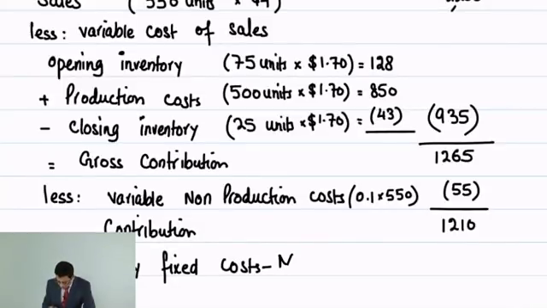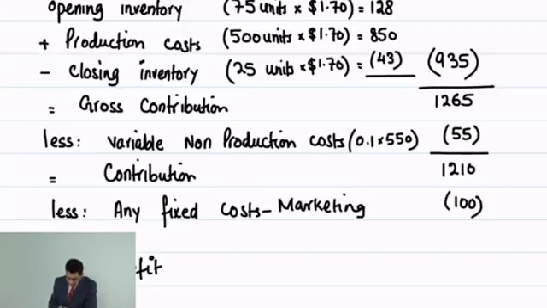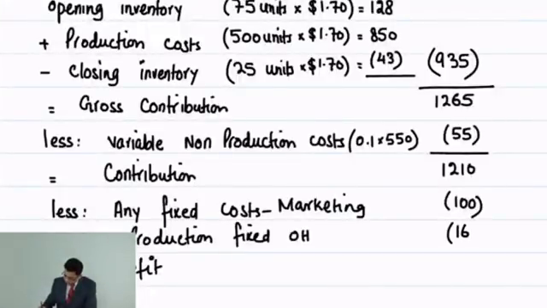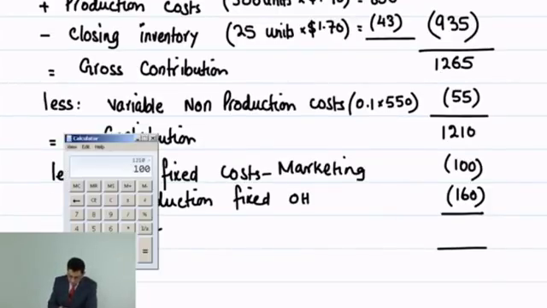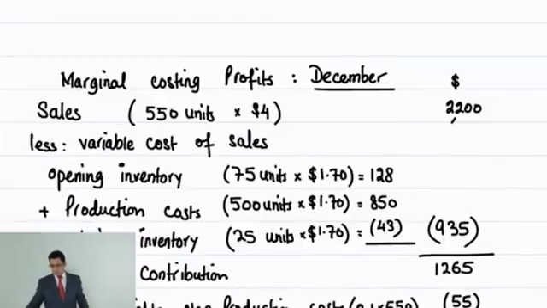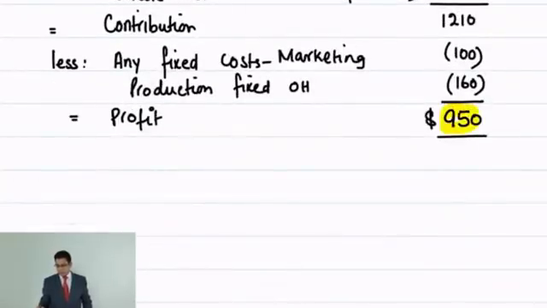Now we are looking at the fixed costs. The first one is marketing, $100, and second is production fixed overhead for December, that is 160. So minus 100 minus 160, we get a profit of $950 as per marginal costing. So absorption costing profit was $930 and marginal costing profit was $950.